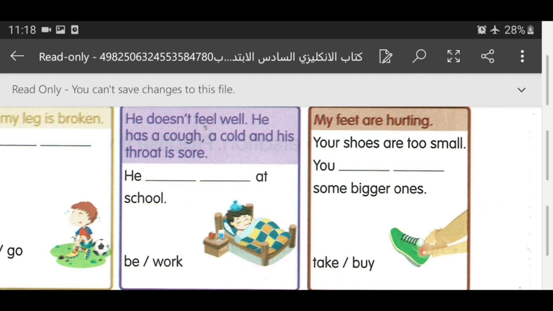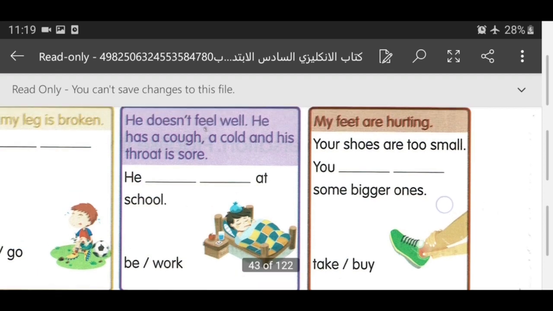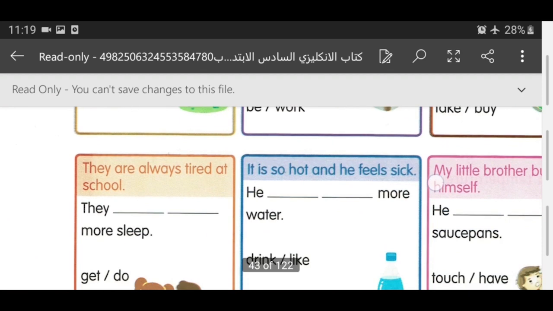My feet are hurting. Your shoes are too small. Some bigger ones. You, what do we tell him? You should buy. We take the verb buy. You should buy some bigger ones.